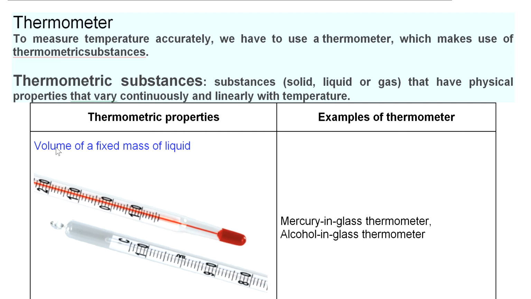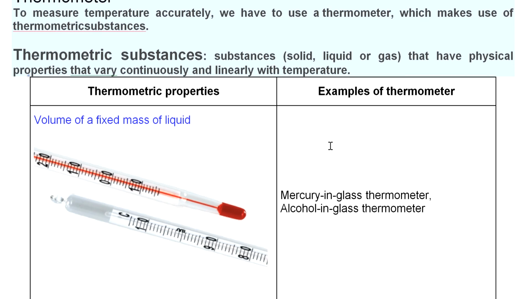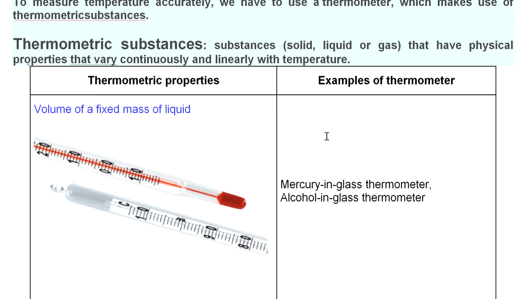We will see if the volume is changing, but we will see the change in volume for a fixed mass of liquid. Mass constant should remain, students. If the volume of a fixed mass of the liquid will change, then we will be able to design a thermometer, and we will call that thermometer as mercury in glass thermometer or alcohol in glass thermometer. Both thermometers consist of liquid in it, and these two thermometers are using a thermometric property that is called volume of a fixed mass of liquid.